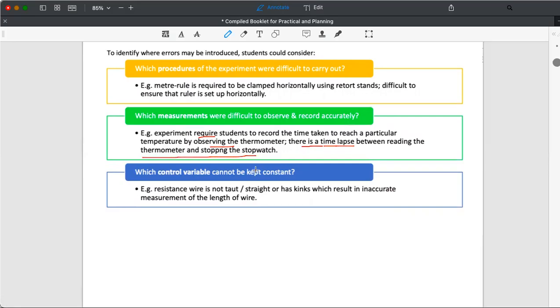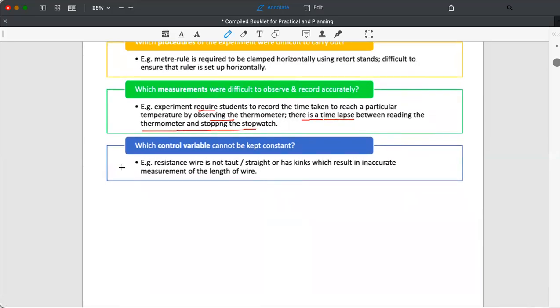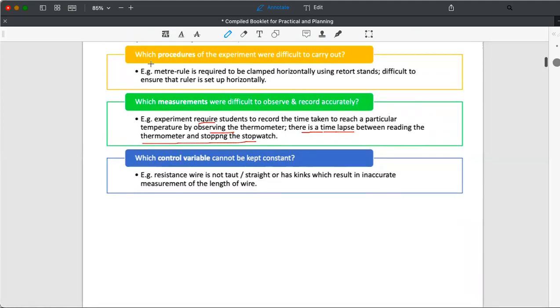Okay, now next thing, other than procedure and measurements, you can also think about control variables. Think about these 3 questions in order to help you determine the significant source of error. So the last one is control variable. So think about the control variable that cannot be kept constant.